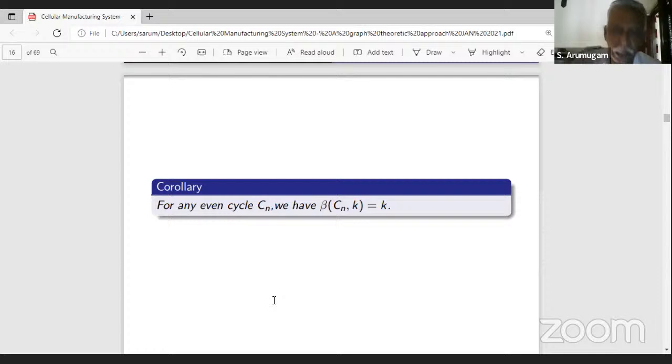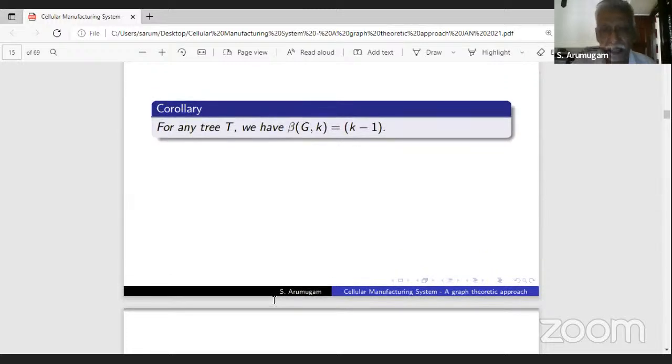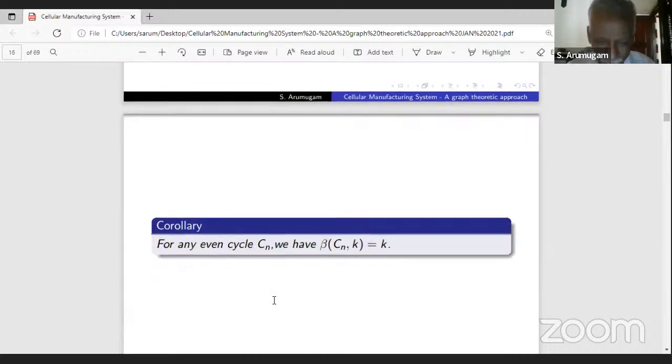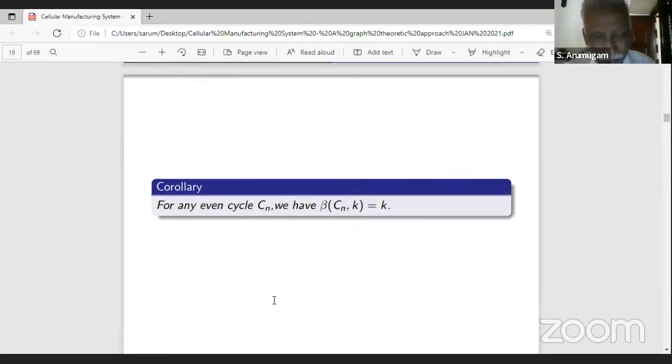You first delete one edge. The cycle becomes a path. Now you already know that for a tree, it is k minus 1. So for the path, it is k minus 1. You remove one more edge. Therefore, it is k. So trivially, I am getting the proof.